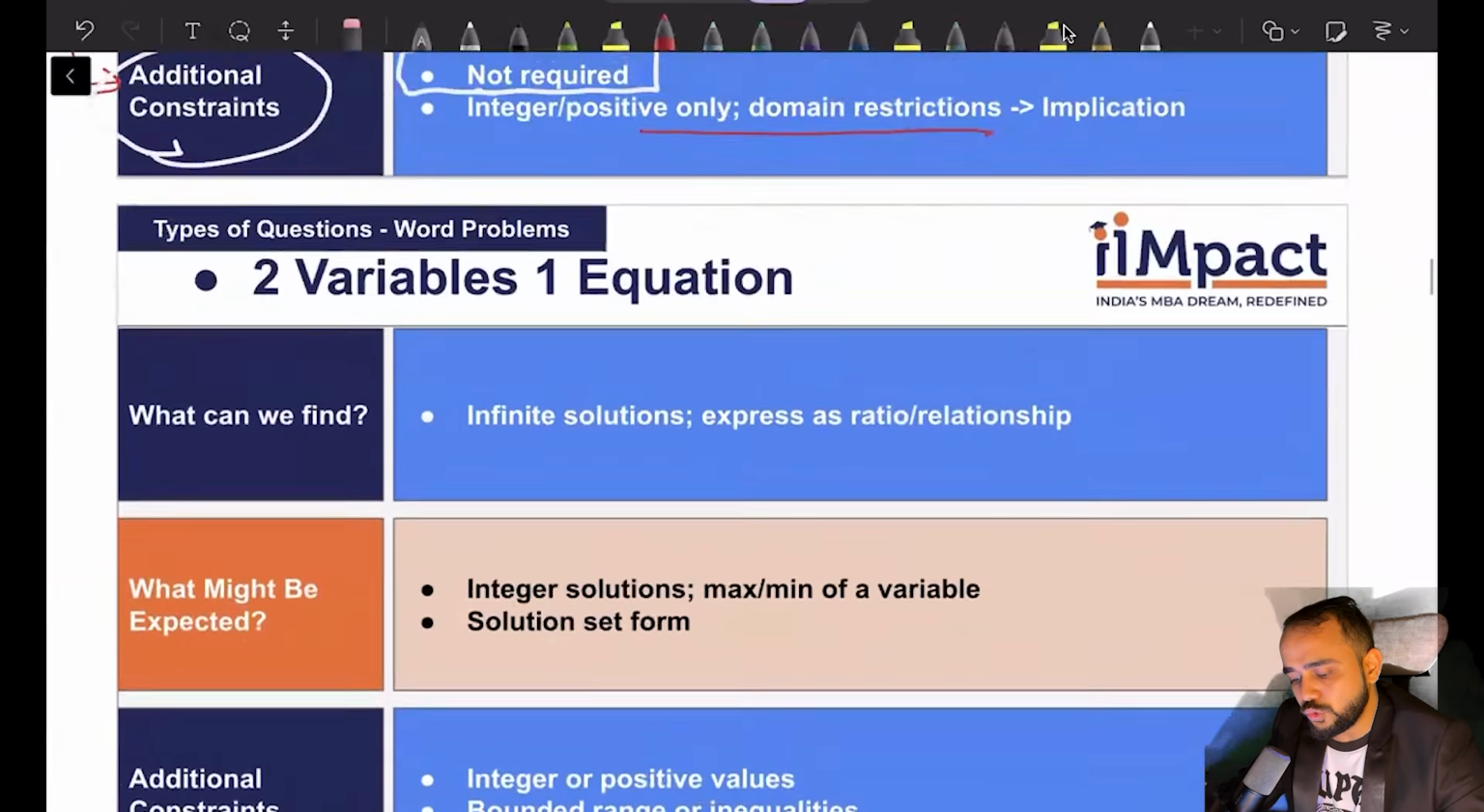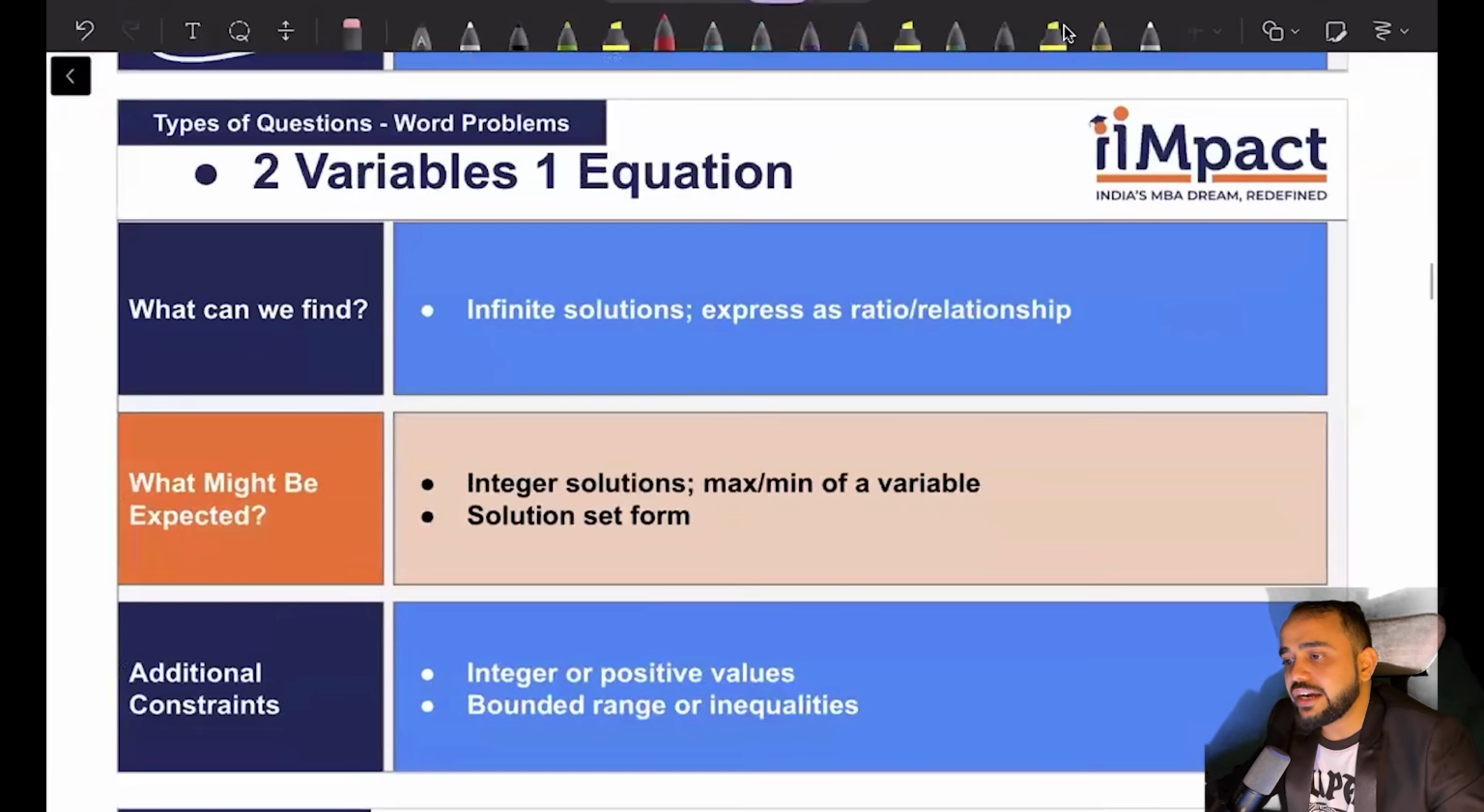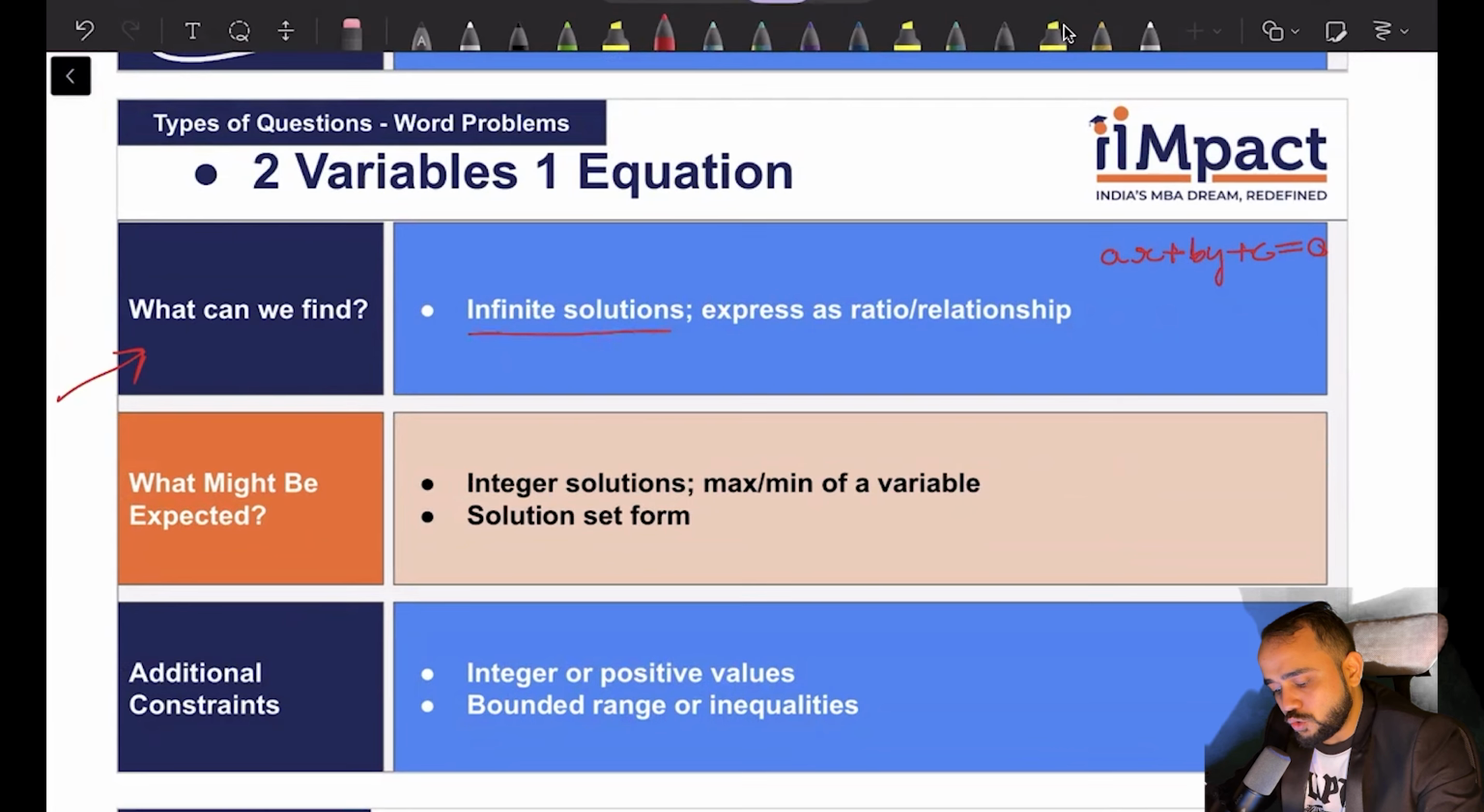Let us quickly move to an iteration of this two variables family, where the exam maker has the power. Two variables and one equation. So what is it that you can find? If I just give you this, that ax plus by plus c is equal to 0, what is it that I can even find? There will be infinite solutions to this.